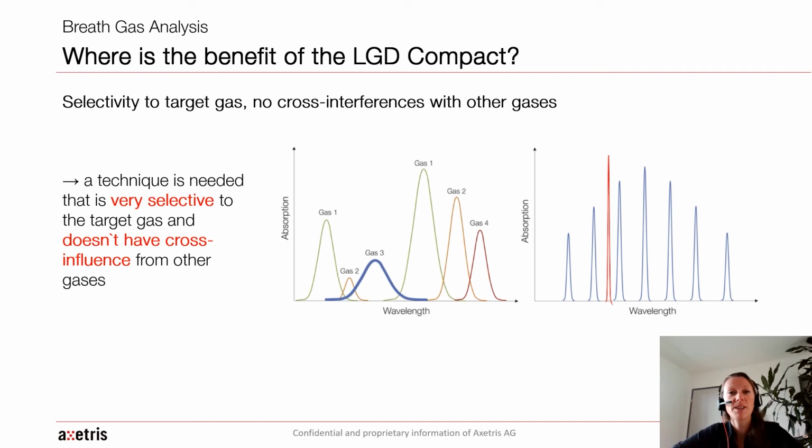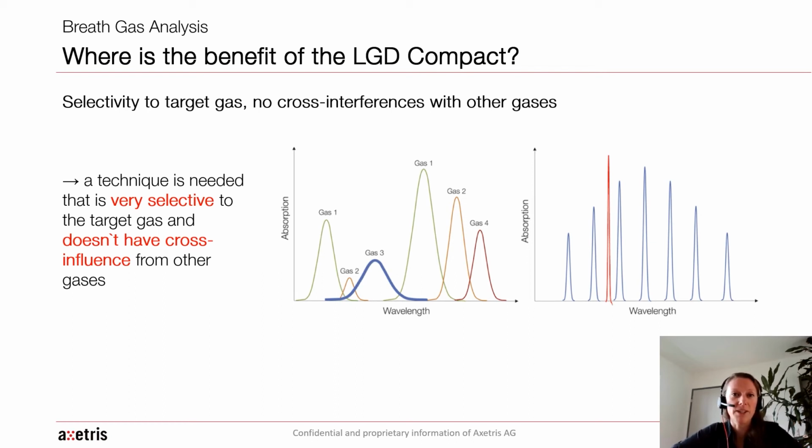And this complex gas matrix can be the part where TDLS brings an advantage. In the left diagram, you can see how such a gas matrix could look like in the infrared spectrum. These absorption bands of the gases are partly very close to each other or even overlap, and this can lead to cross interference. In the right diagram, you can see an enlarged section of the absorption band of gas 3, the blue one, which is supposed to be now our target gas.